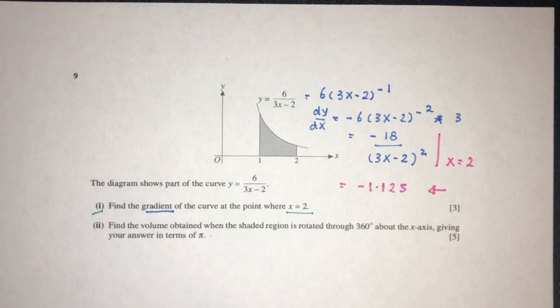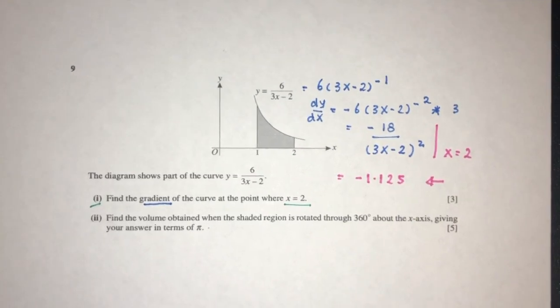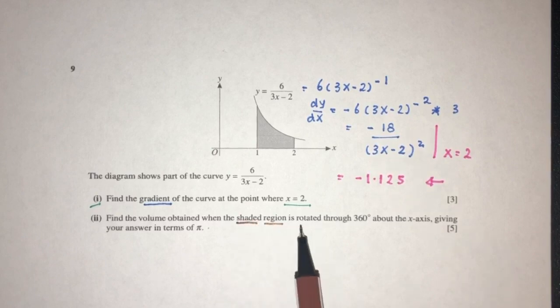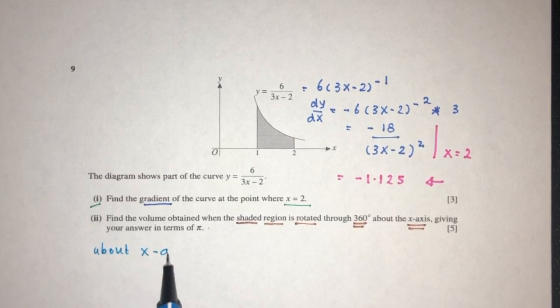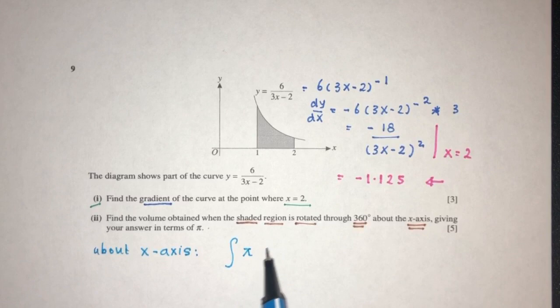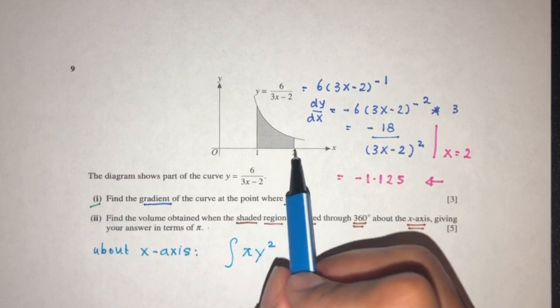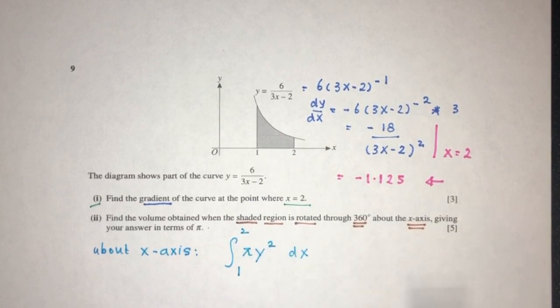Okay, now part 2, we have to find the volume obtained when the shaded region is rotated through 360 degrees about the x-axis. So again, about the x-axis, so pretty easy. About x-axis rotation, we just have to know the formula, which is integration of pi y squared with respect to dx, and the limits are between 2 and 1.